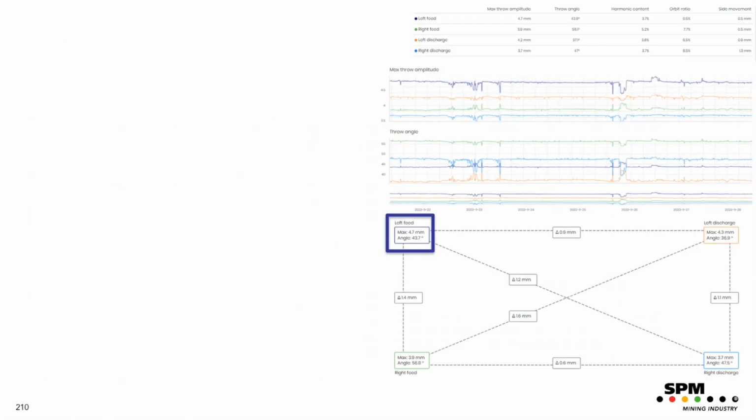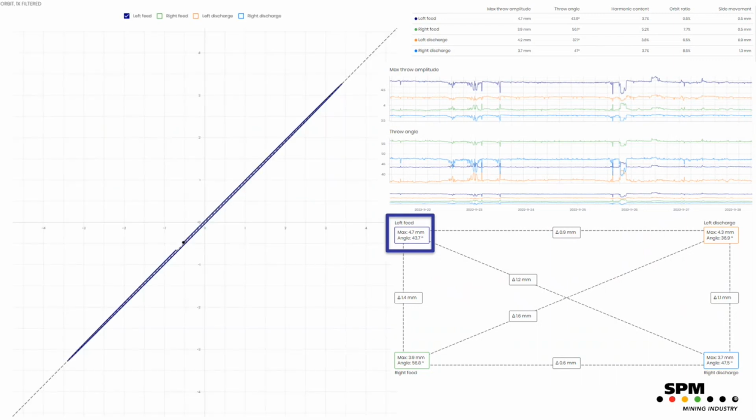So if you look at the left feed corner here, we can look at the elliptical movement of that corner. And you can see that this corner moves very much in line with the reference line. And we can look at the maximum throw amplitude, in this case 4.7 millimeters. And there is also orbit ratio, meaning the relation between the amplitude and the width of this orbit.